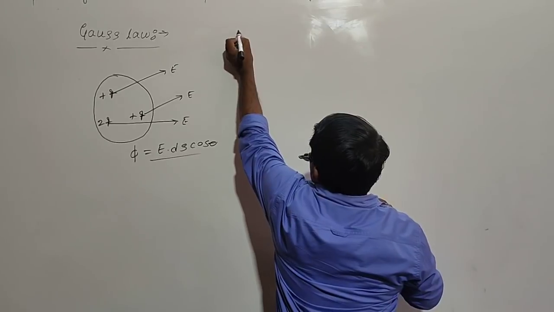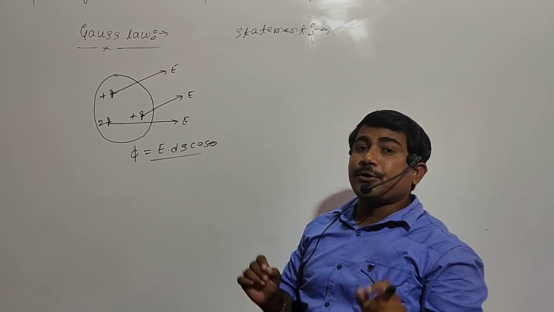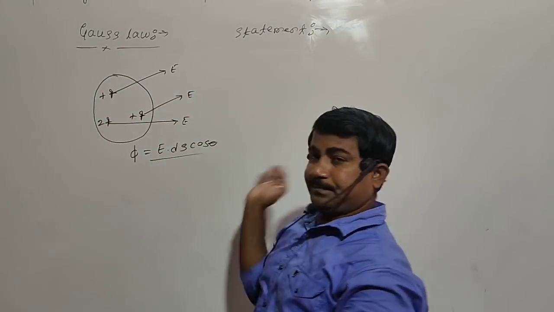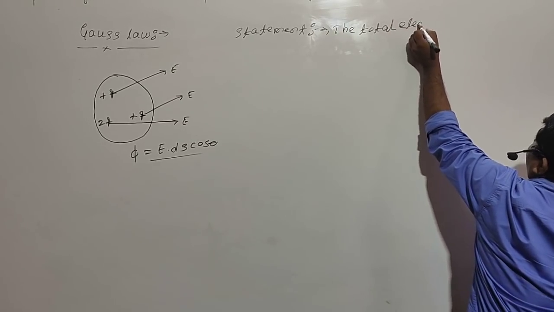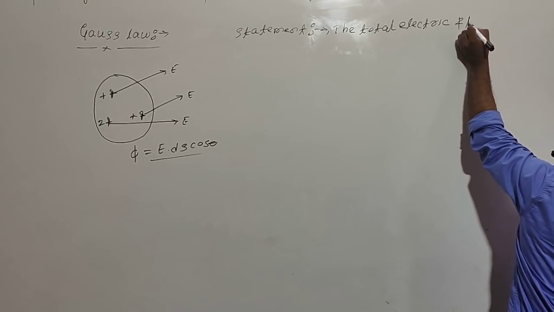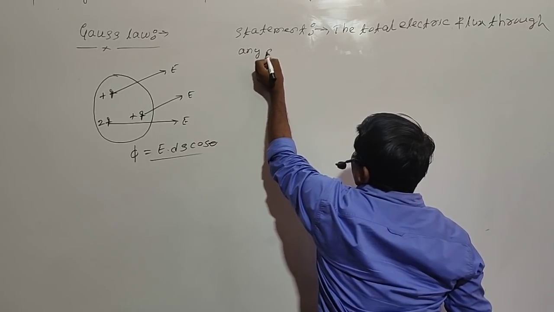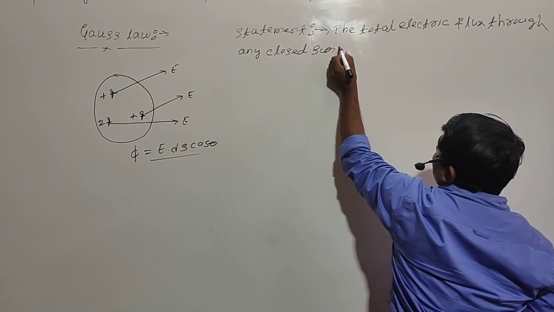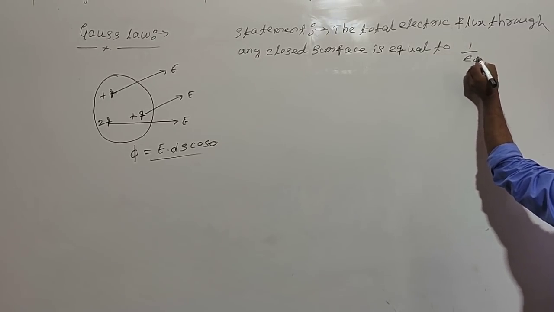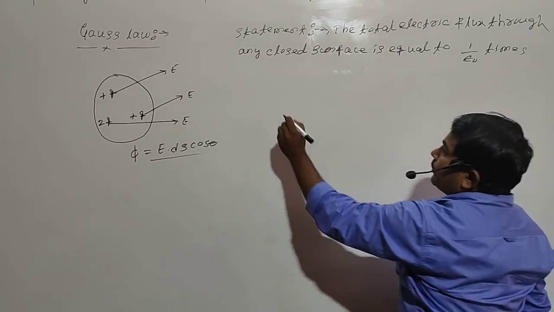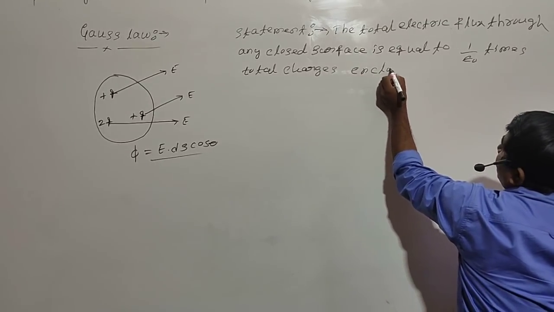What is the statement of Gauss law here? The total electric flux through any closed surface is equal to 1 by epsilon naught times the total charges enclosed by the surface.